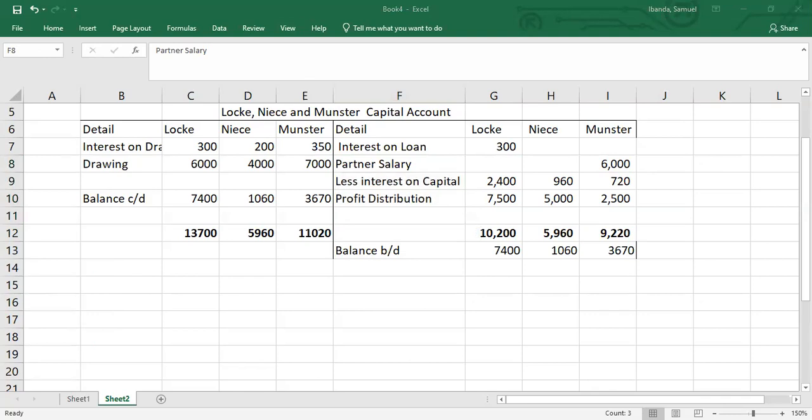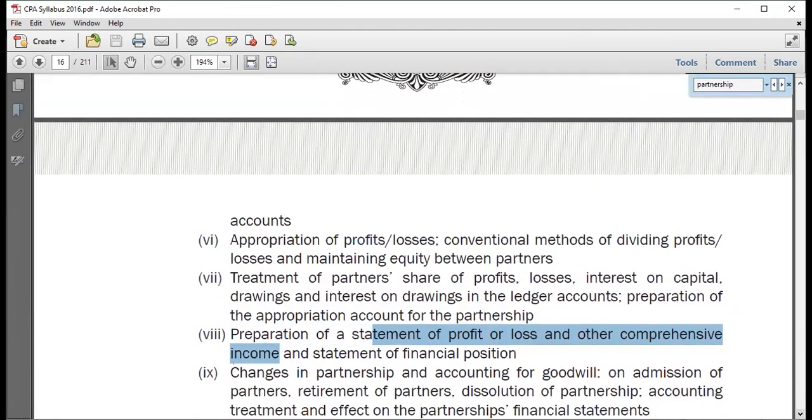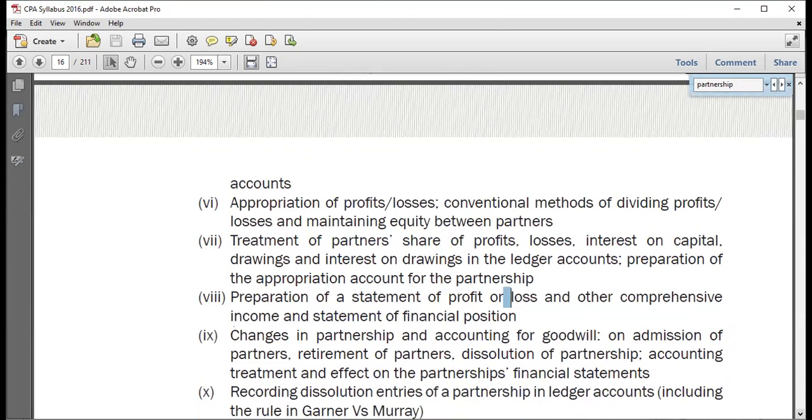Right there, and then we have the appropriation of profits. We have done that: the dividing of profits and maintaining equity between partners, treatment of share of profit, losses, interest on capital, interest on drawings in the ledger accounts, and preparation of the appropriation account. We've been able to do preparation of the statement of P&L. Did we do that? Yes. And the statement of financial position. I showed you how the statement of financial position would look, just in the same way as a private company's. And then we have the changes in partnerships, on admission, on retirement, and dissolution of partnerships.